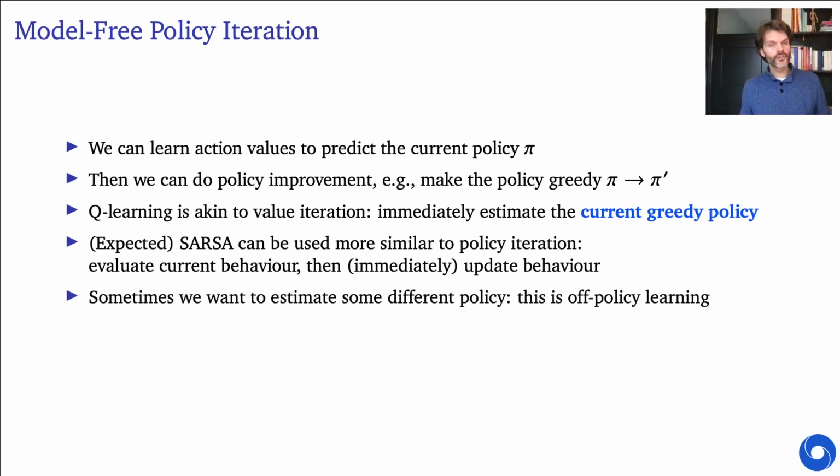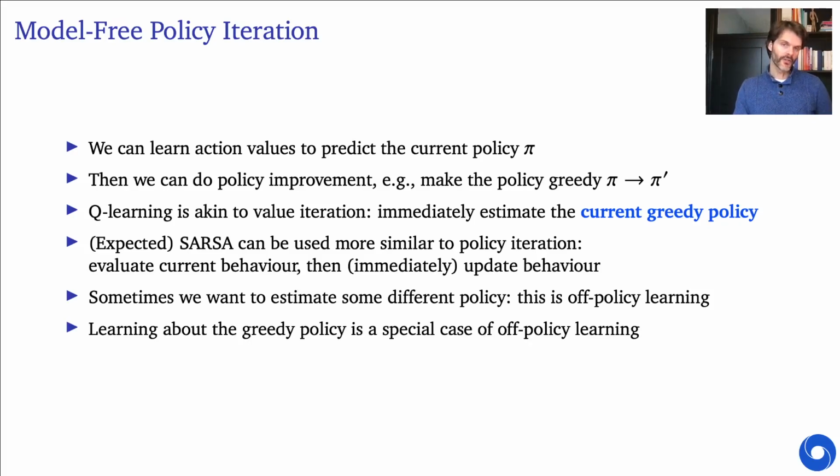But sometimes we're also just interested in estimating a completely different policy. This in general is called off-policy learning, where expected Sarsa could, for instance, be used to pick any target policy that we're interested in and then try to learn about the values of that. Learning about the greedy policy is then a special case of off-policy learning, which is the one that is used by Q-learning.